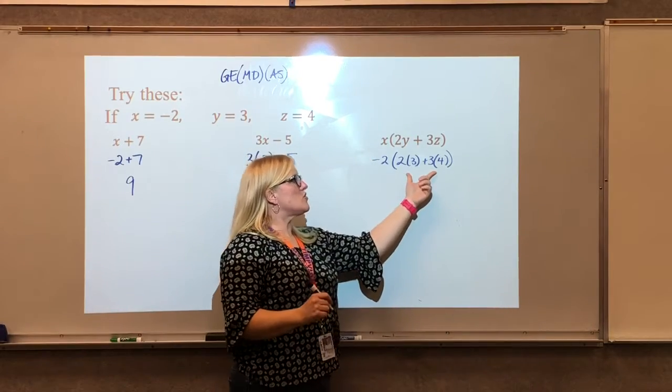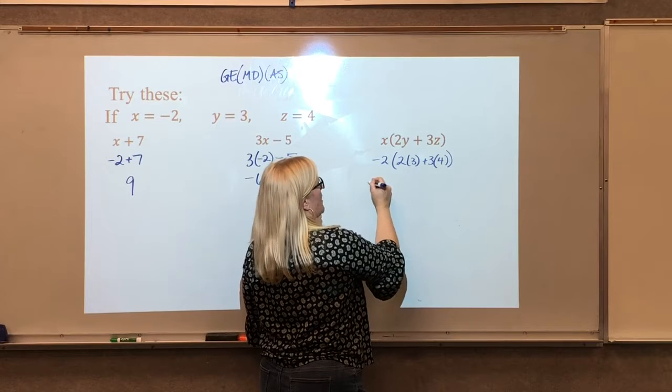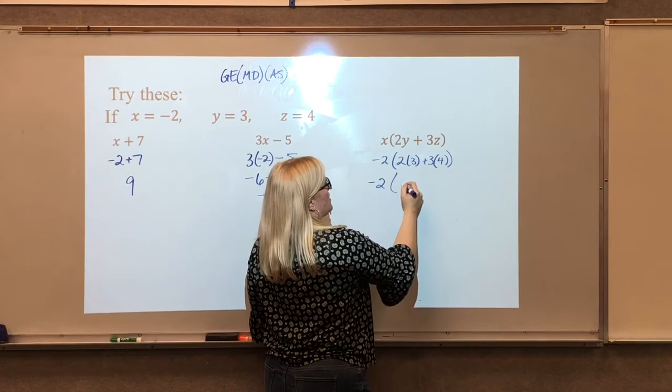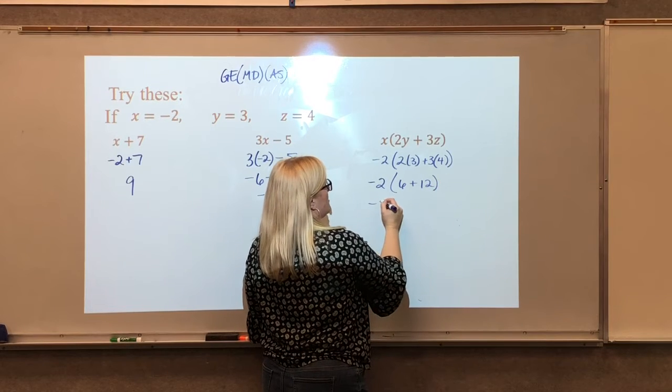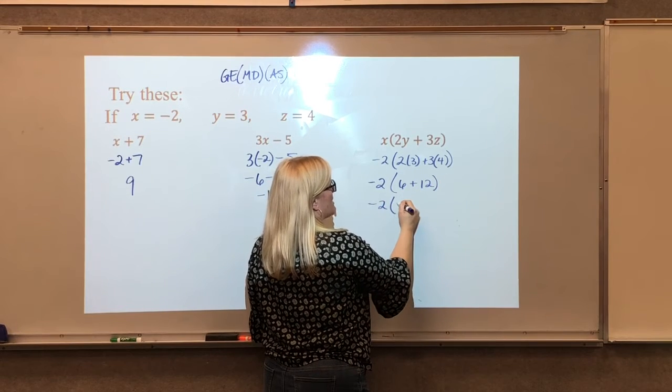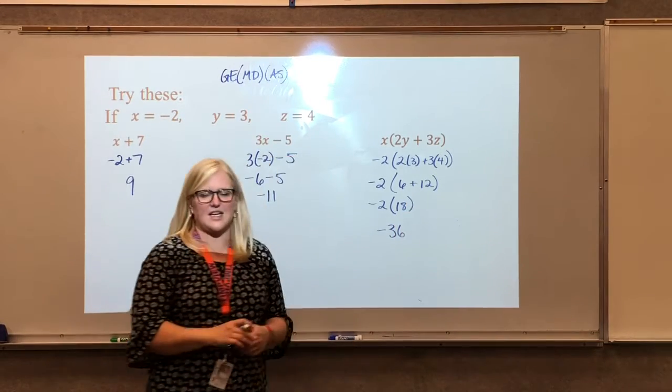Okay, so I need to do what's in the parentheses first. And I've got 2 things to multiply here. So I've got negative 2 times 6 plus 12. So 6 plus 12 is 18. This gives me negative 36.